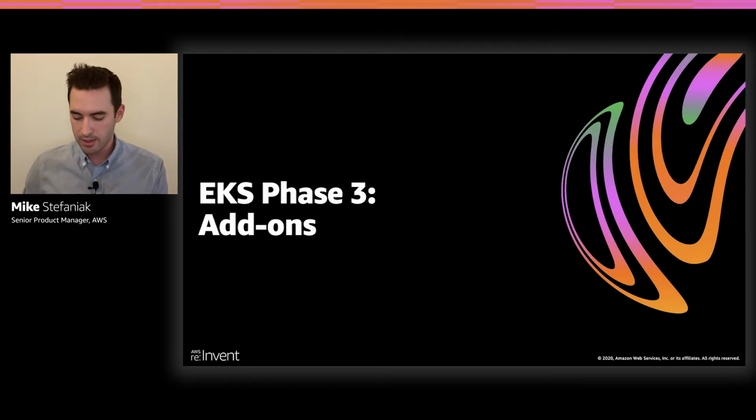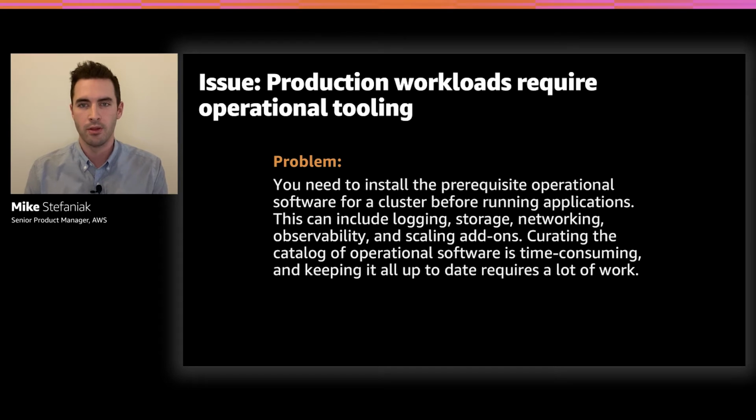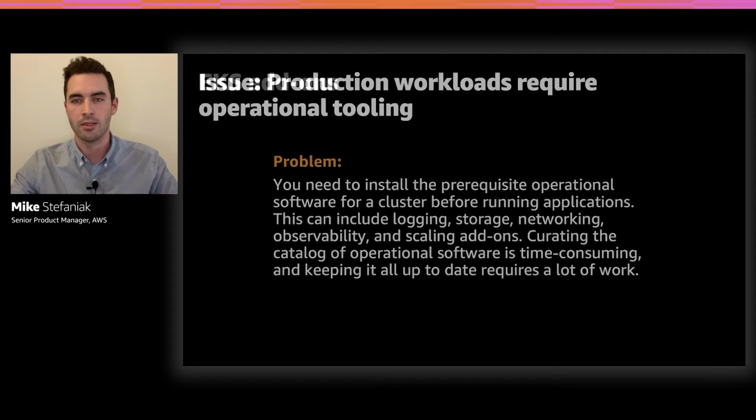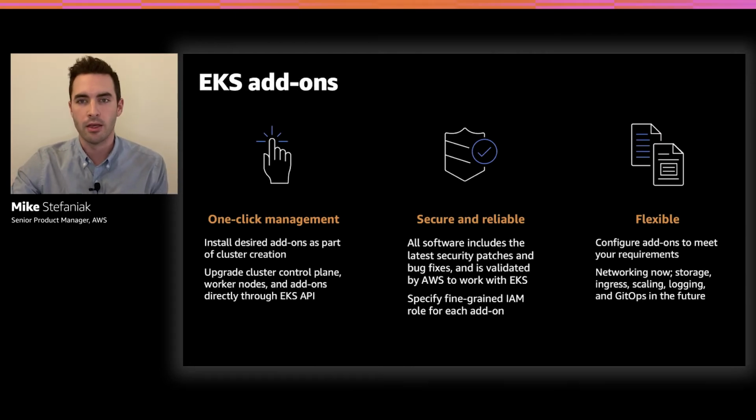And the last major problem we've heard from customers with getting up and running with EKS is that it's one thing to have a control plane and the data plane with compute capacity, but for any true production workload, you're going to have some prerequisite operational software to run in your cluster before you can actually run your applications. And these can include add-ons for logging, storage, networking, auto-scaling. And curating and maintaining that list of software is, again, just that undifferentiated heavy lifting. Customers don't want to have to do it. And so phase 3 of this is what we're calling EKS Addons. And this is bringing management of those operational add-ons into the EKS API itself.